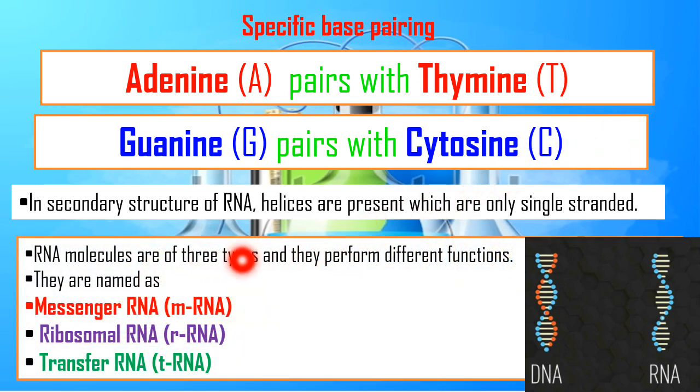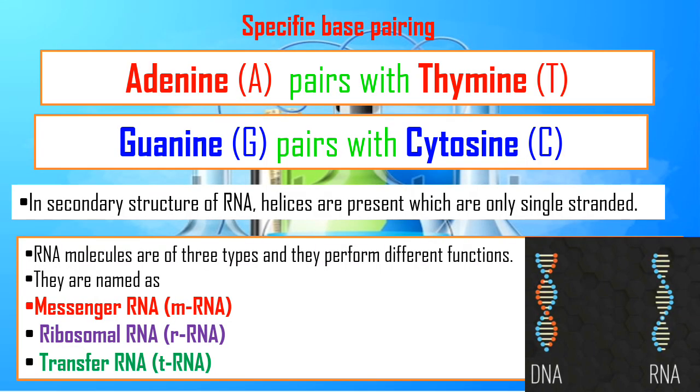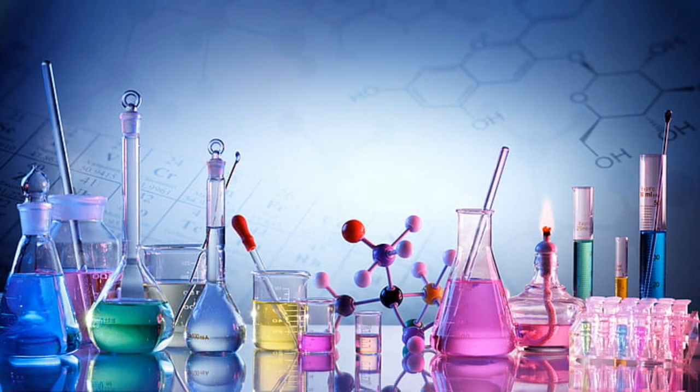There are three types of RNA molecules and they perform different functions. The three types are mRNA, rRNA, and tRNA. mRNA is called messenger RNA, rRNA is called ribosomal RNA, and tRNA is called transfer RNA. You are learning these three types in detail in biology. Here we are concentrating only on the structure, how the nucleoside is formed and how the nucleotide is formed. Fine, we will move to the next point.